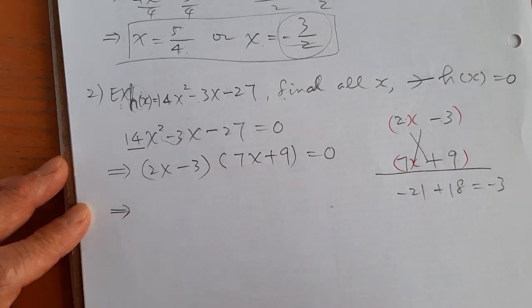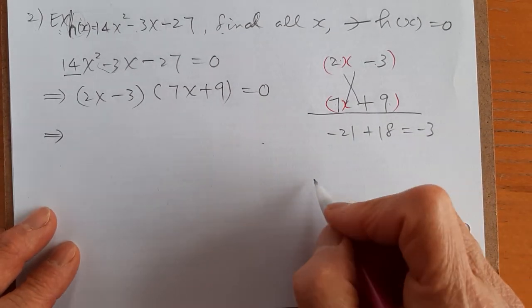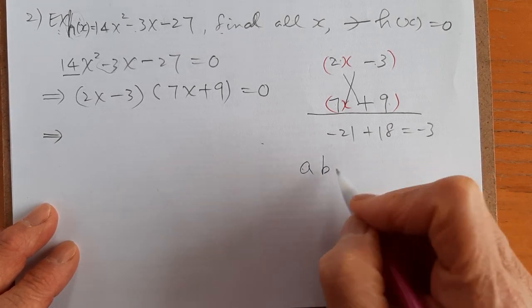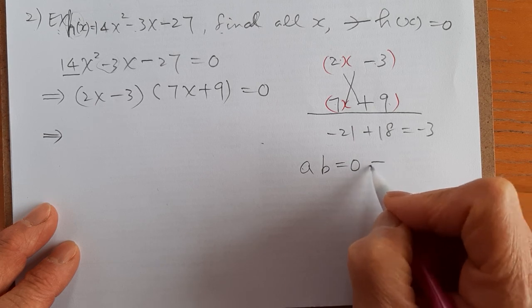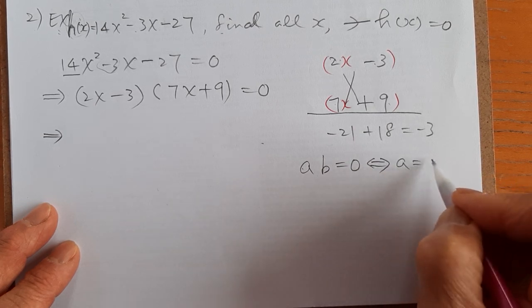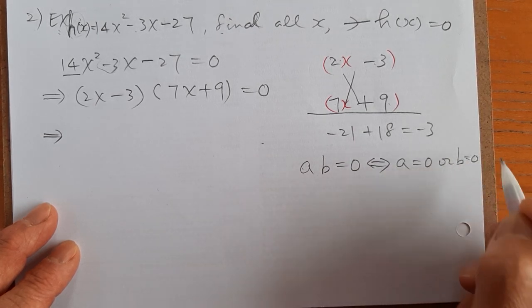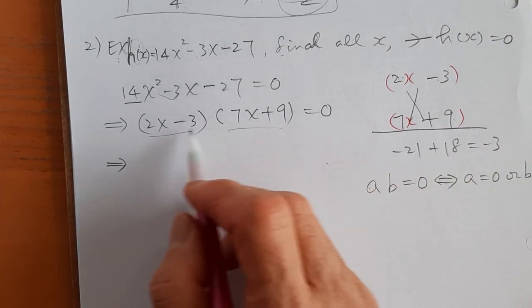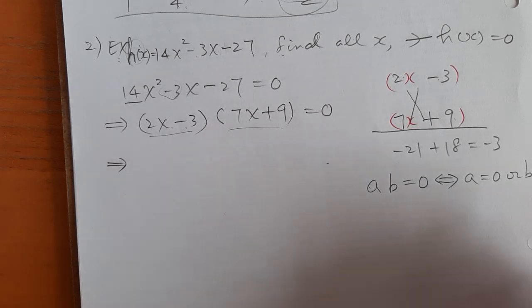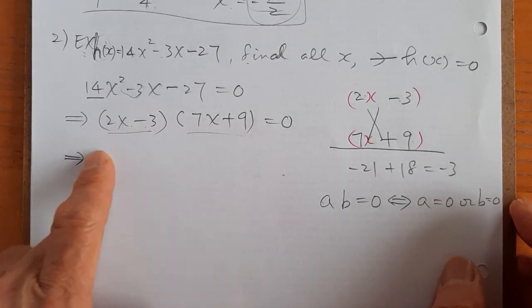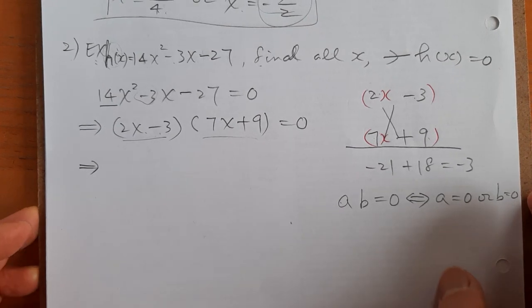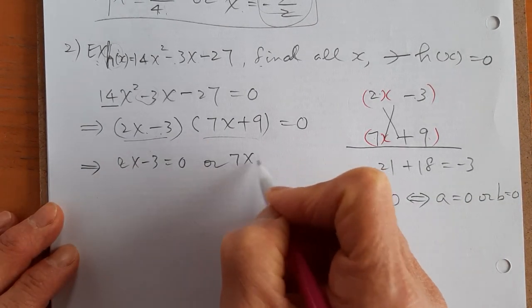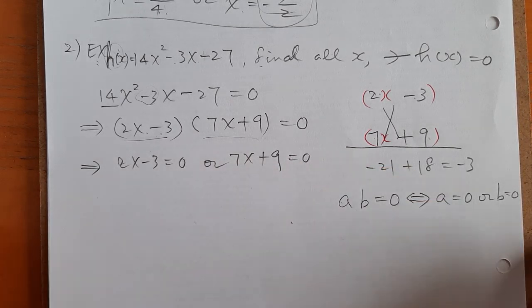Then use the zero factor property. What is the zero factor property? If two factors a and b multiplied together equal 0, then either a equals 0 or b equals 0 or both are 0. Because two non-zero numbers multiplied together will not be 0, one of them must equal 0, or both are 0.